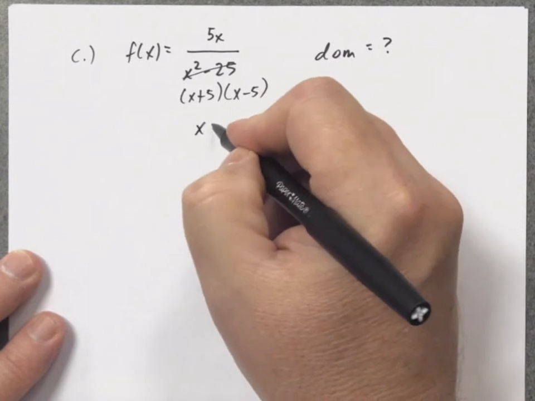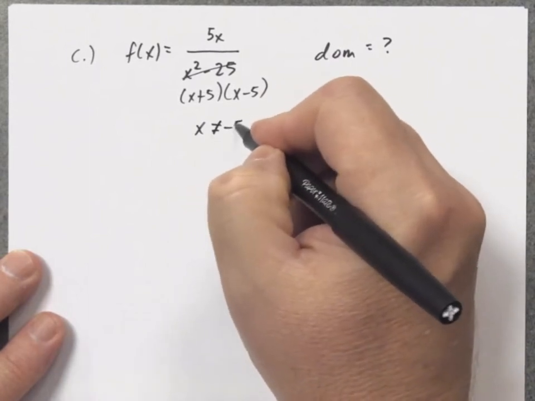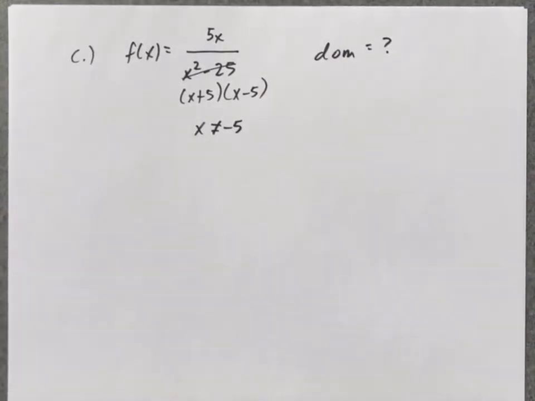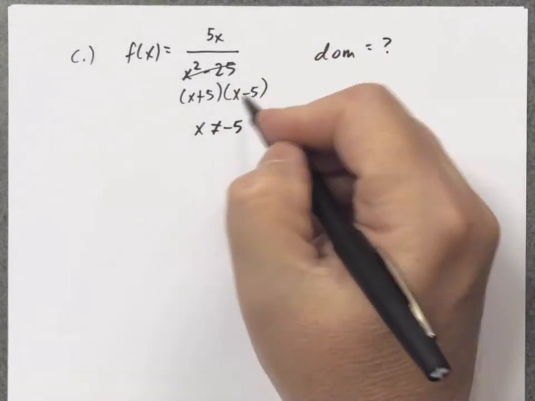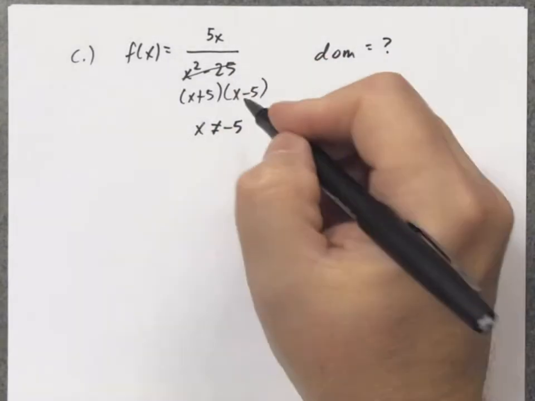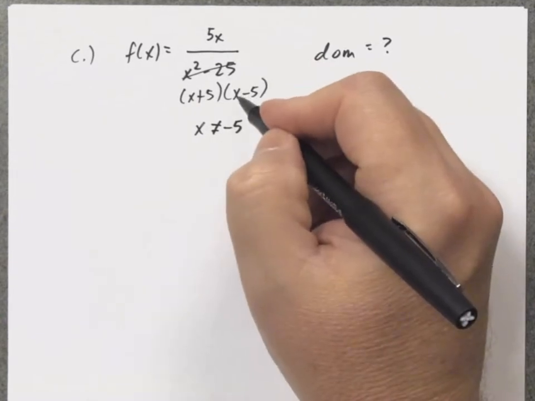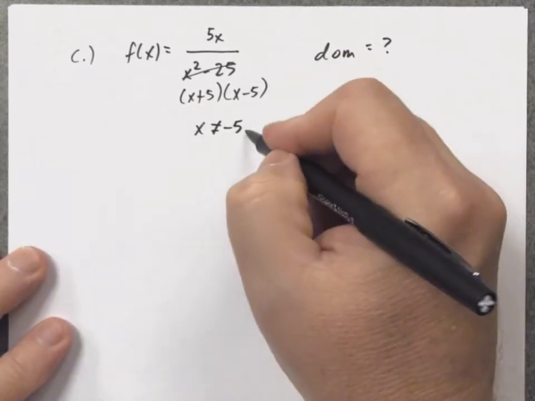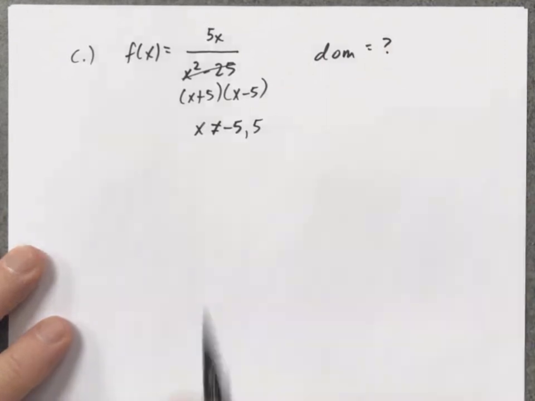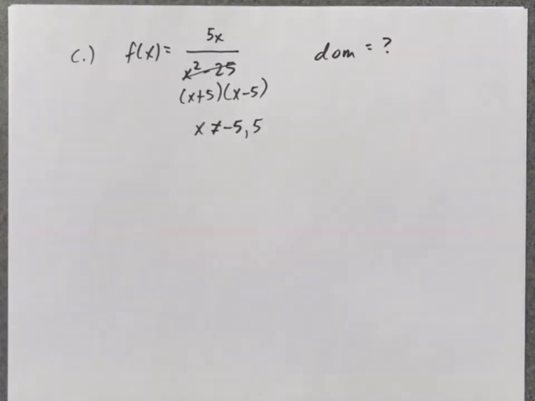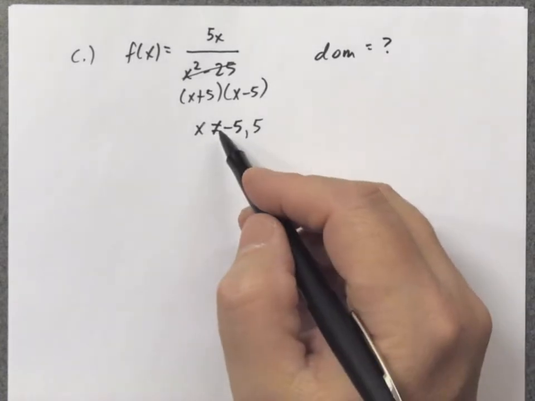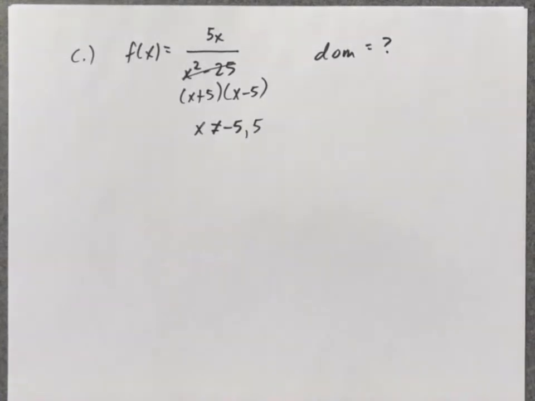So I know x cannot equal -5. If I look at the second parenthesis, what value of x would cause the second parenthesis to be 0? In this case, 5. So there's another value of x that I know I cannot have. So because of the denominator, I know that x cannot equal -5 or 5.